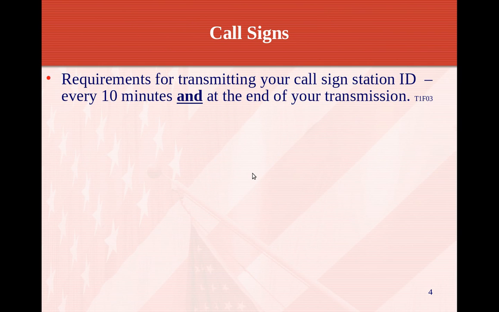Call signs. The requirement for transmitting a call sign station ID is every 10 minutes and at the end of your transmission. So if you're on a repeater, if you're on HF, you've got to identify every 10 minutes and at the end of your transmission.